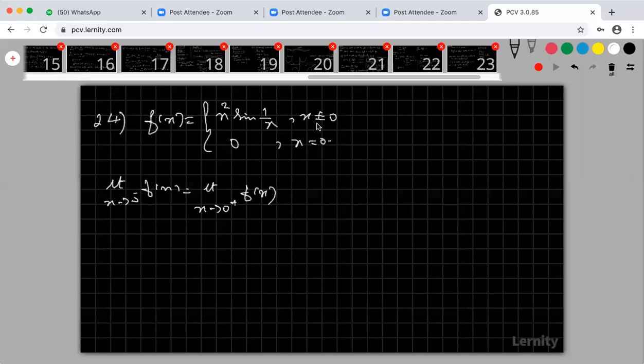Because when x is less than 0, this is my f of x. When x is greater than 0, this is my f of x. So for both the cases, I have the same f of x. That means you have to find only one limit. If you find separate limits, no problem, you'll get the same answer. The same answer will repeat.